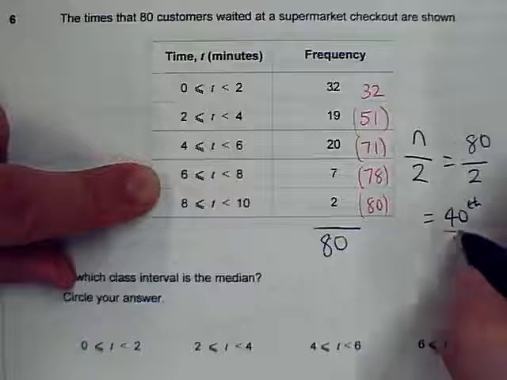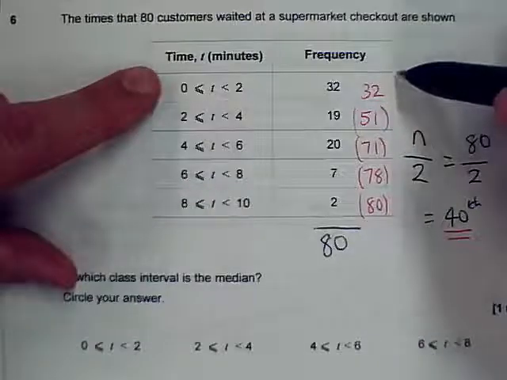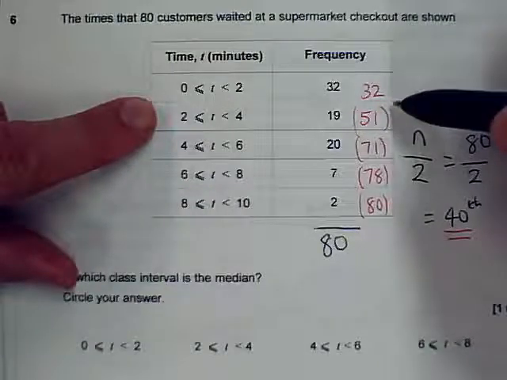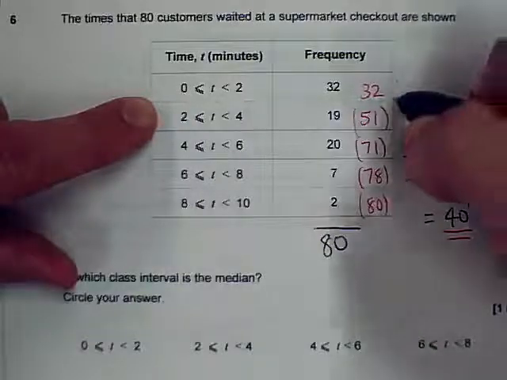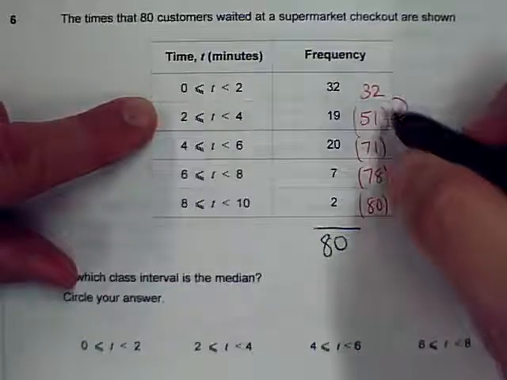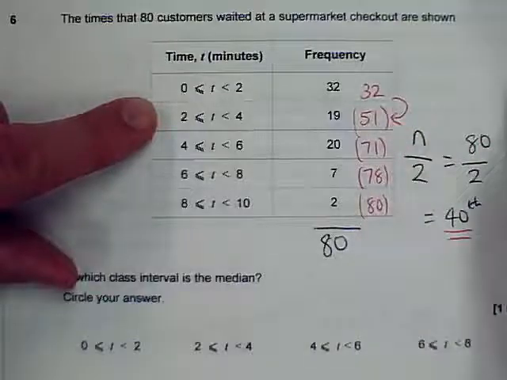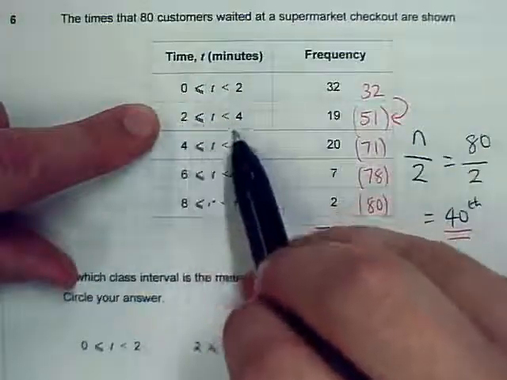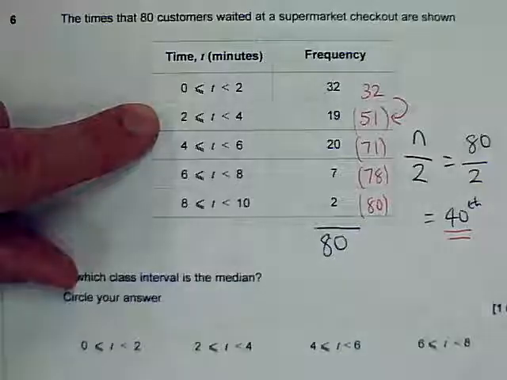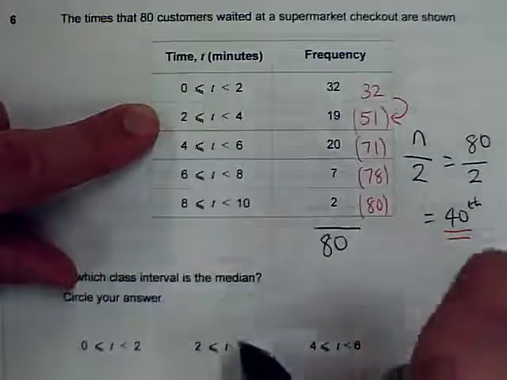And because we want the 40th value, we can go through and think it's not going to be in this group because that only goes up to 32 values. The 40th value must lie in the next group. This goes up to 51 values. So we report this is our median interval. So 2 to 4 is the correct answer that you should circle.